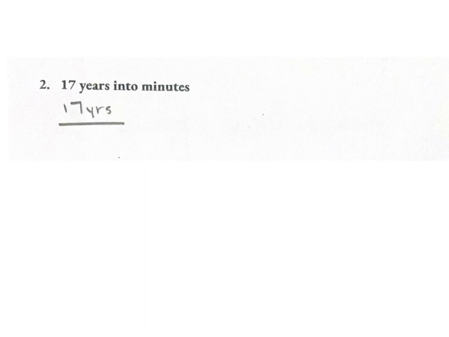So Jay, here are the problems you sent me. This first one, 17 years into minutes. You would definitely start by the 17 years because that's what you're given. And what you can do there is you can literally just put it over 1 just to have a bottom number for your fraction there.